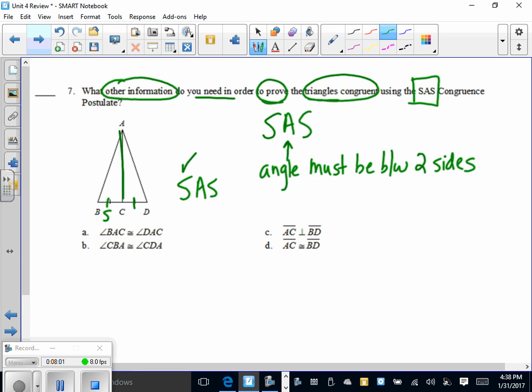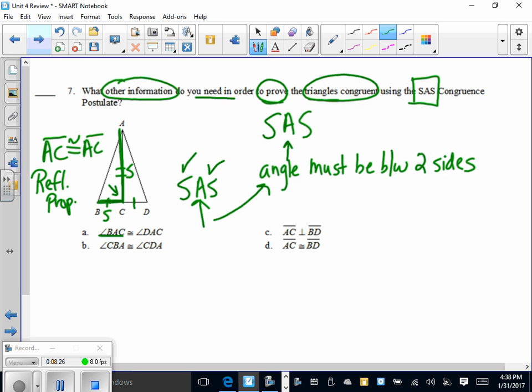We know that line segment AC is congruent to line segment AC by the reflexive property. So I have my other S. The part that I'm missing is the angle between it. Well, if I join this side and this side together, the angle I'm talking about is right there. So, I need to know something about that. Well, this says angle BAC. Angle BAC is located right here.